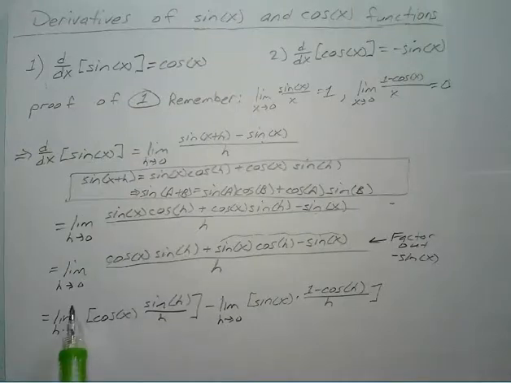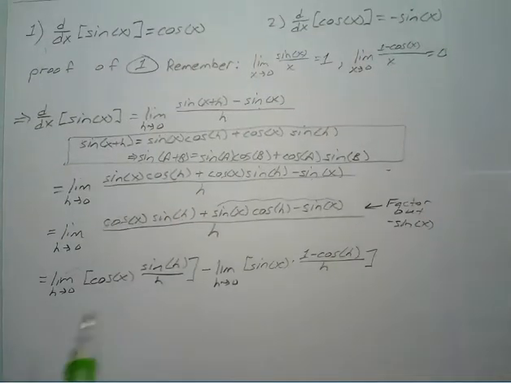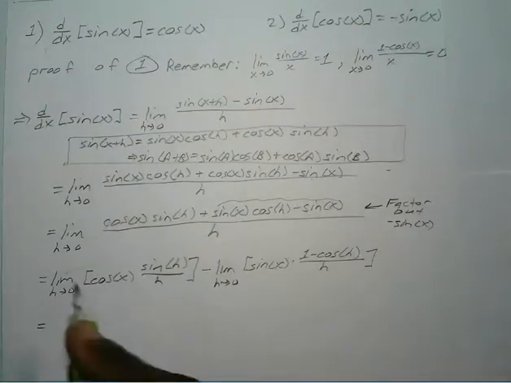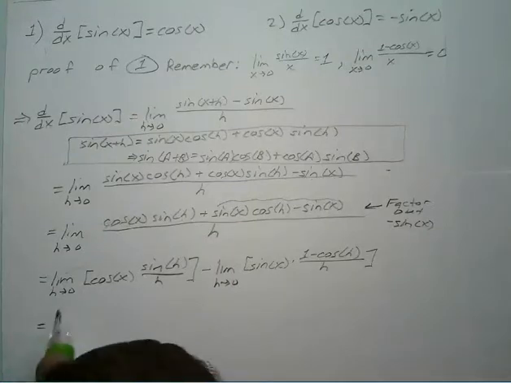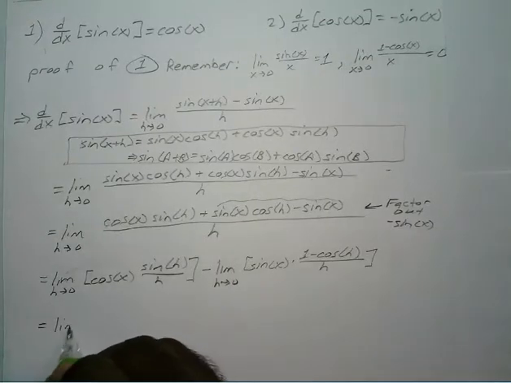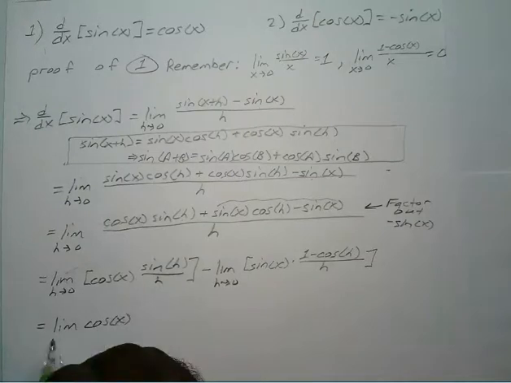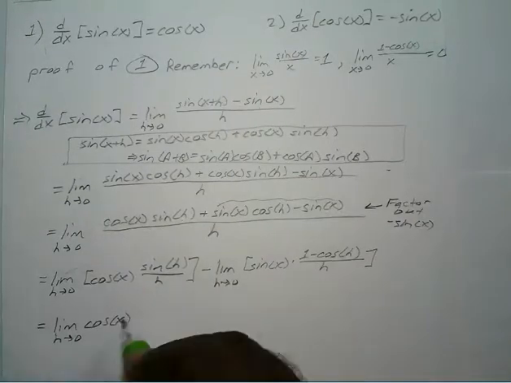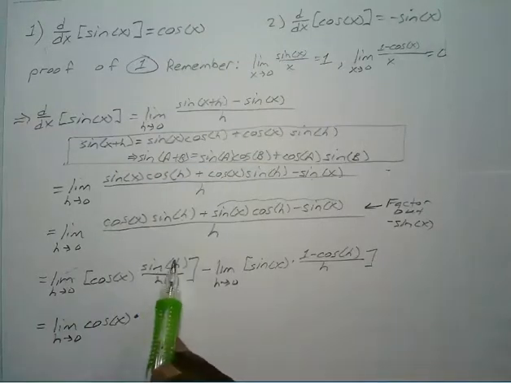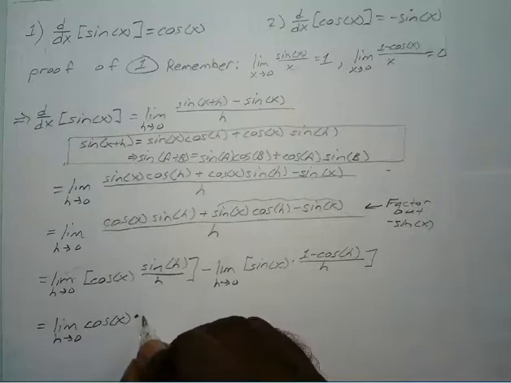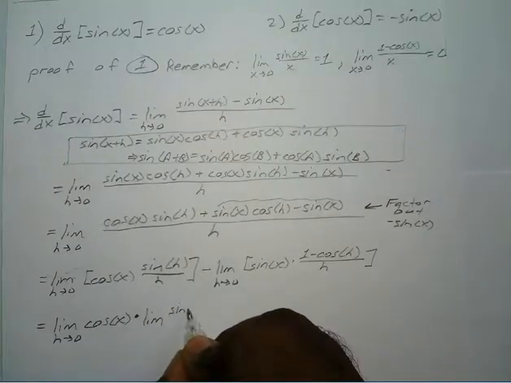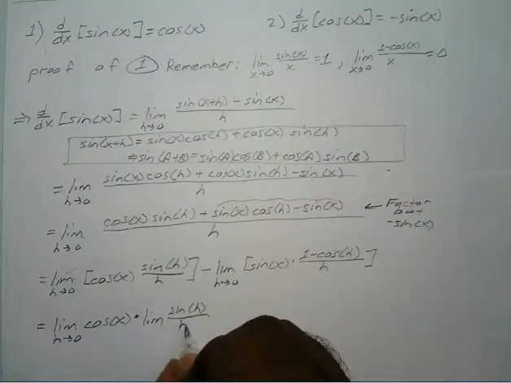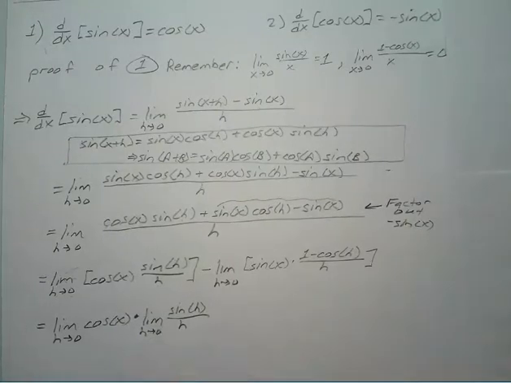Okay, so now using the limit properties, I'm going to go ahead and just distribute the limit to both of those factors. So for this one, you have the limit of cosine of x as h approaches 0, times, I'll just put the little times there, the limit of sine of h over h as h approaches 0.